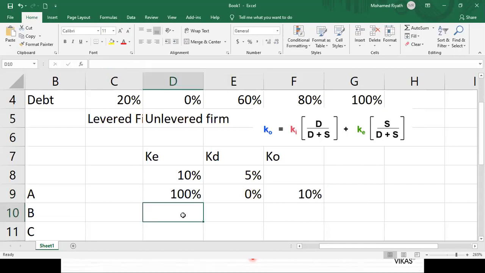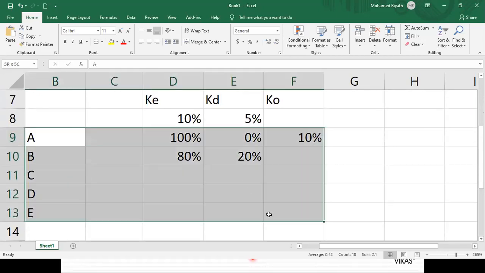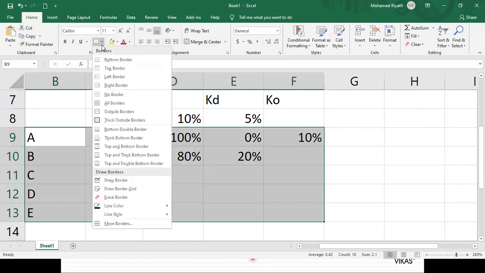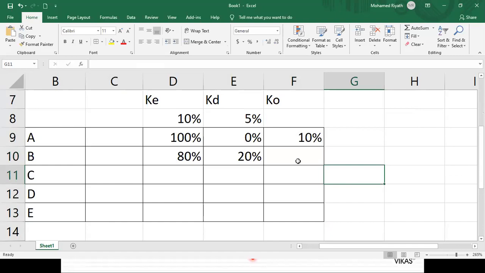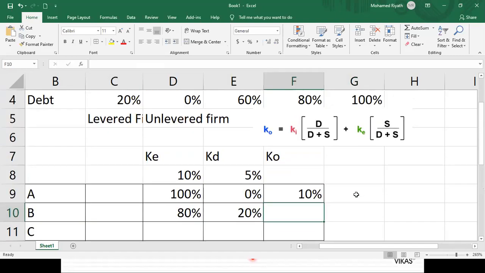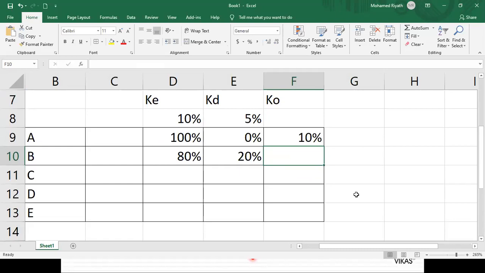Then we take 80% here and 20% here. So what is the answer? Can you post the answer? Cost of equity 10% never changes, cost of debt 5% never changes. We have to find the overall cost of capital.